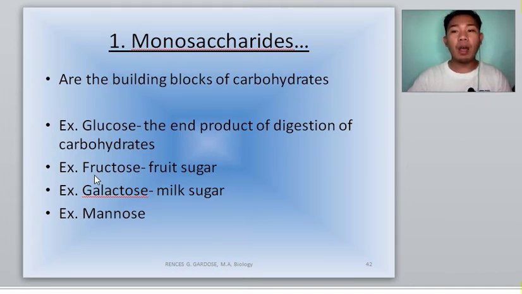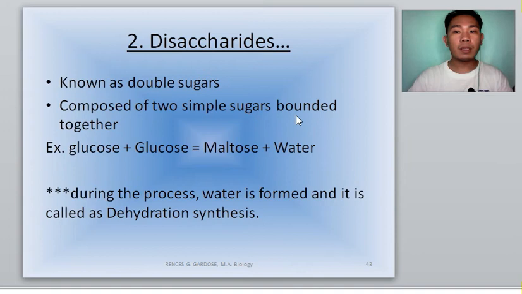We have also fructose, which is a fruit sugar, galactose, which is a milk sugar, and mannose. So these are examples of monosaccharides. Mono means single, and saccharide meaning sugar. Another, we have disaccharides. Disaccharides are known as double sugar. Di meaning two, composed of two simple sugars bonded together.